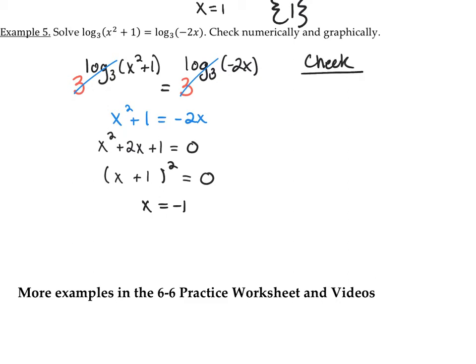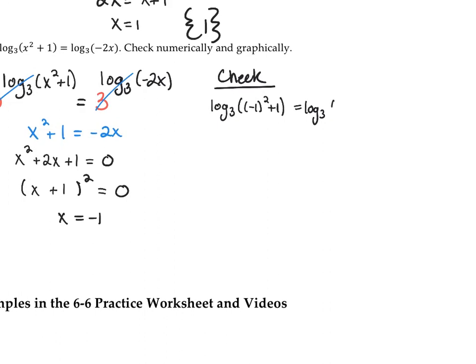And on our check, we are plugging in -1 to both sides, so log base 3 of -1 squared plus 1 equals log base 3 of -2 times -1. Log base 3 of 2 equals log base 3 of 2.